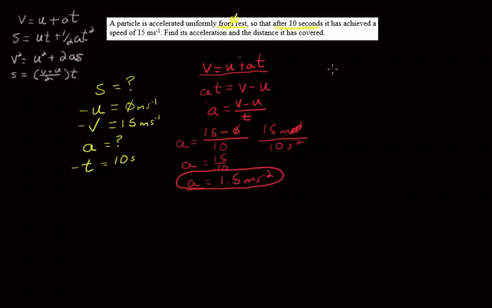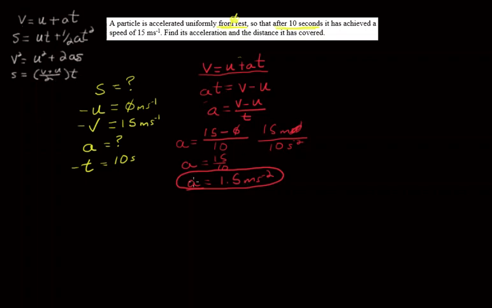Now, let's work on finding the distance. So we've got all kinds of choices here. Now, I suggest you do not use anything with the acceleration, because you've calculated it. What if you made a mistake in here and you got the wrong acceleration? That means you're going to get the wrong answer here. And trust me, IB will not forgive you for that.